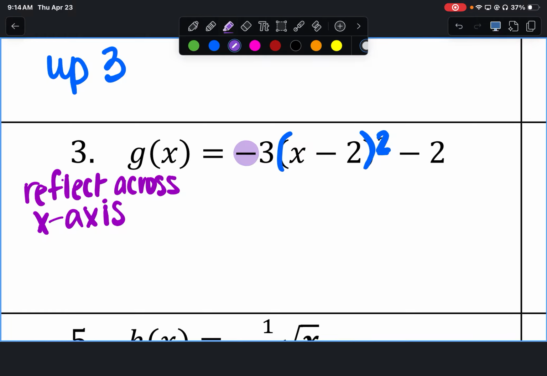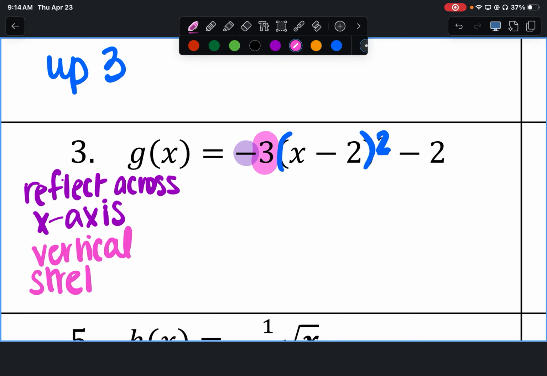And what about that 3 next to it? What does that cause to happen? It is a vertical stretch. Specifically, it would be a vertical stretch by a factor of 3. That minus 2, is that inside or outside of our function? Inside. So what does that cause? Goes to the right 2.